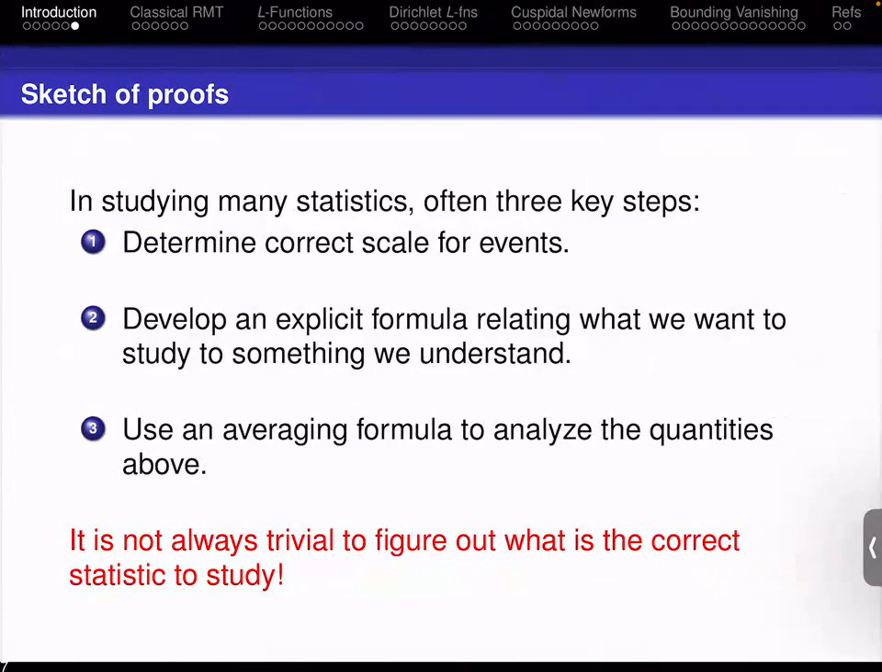And so rather than going through the calculations in great detail on the number theory side, I'm going to instead talk a little bit about classical random matrix theory, where it's a little bit easier to point to what these different ingredients are and give you a sense of what's going on. I'll quickly go through the calculations for Dirichlet L-functions and then just say, you can do this for cuspidal newforms as well.